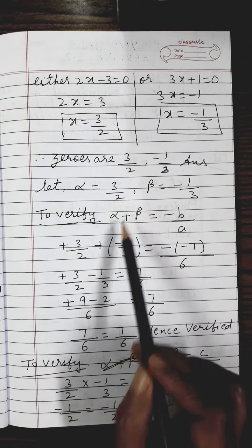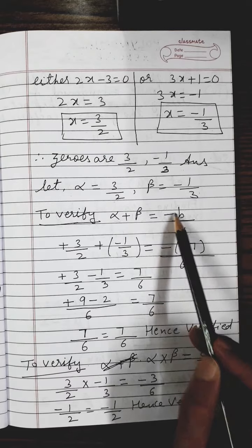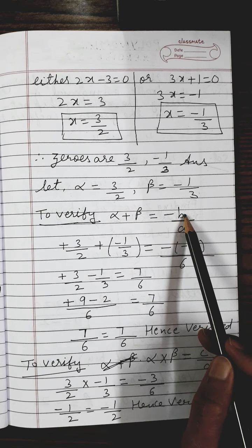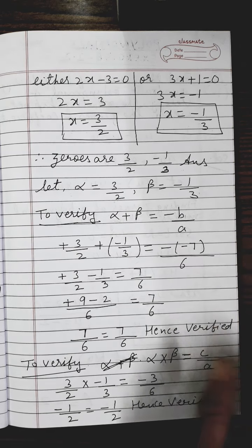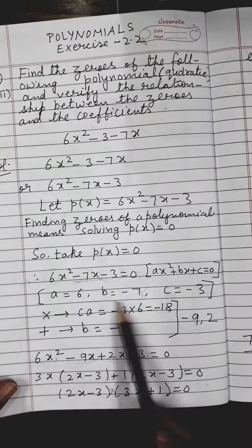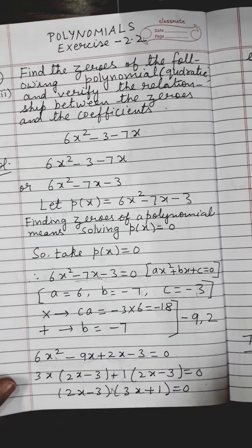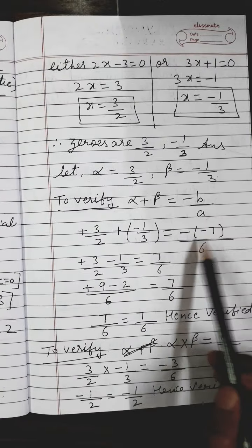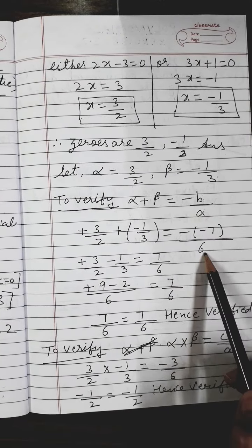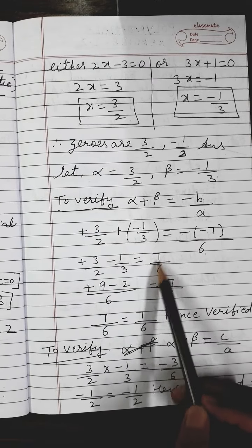Alpha is 3/2 plus beta is minus 1/3 equals to, this minus is this minus. What is the value of b? B was minus 7. That I have already shown you in the previous page. Look here, b is minus 7, c is minus 3 and a is 6. So I will pick up the values of a, b, c from here. So I write it down like this: minus b upon a, b is minus 7 and a is 6. Now this minus into minus becomes plus, so 7 upon 6.